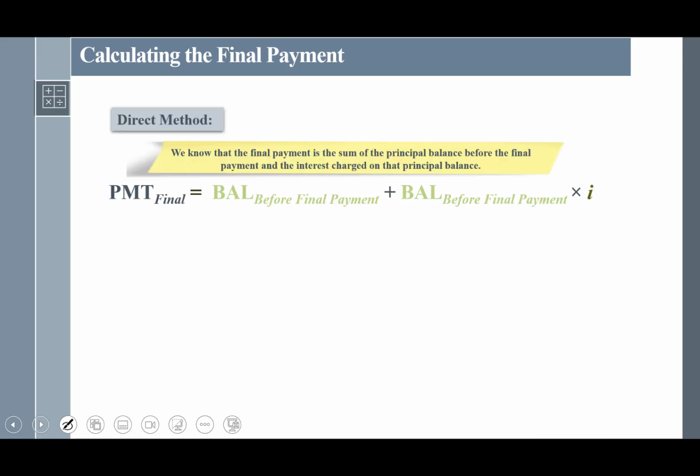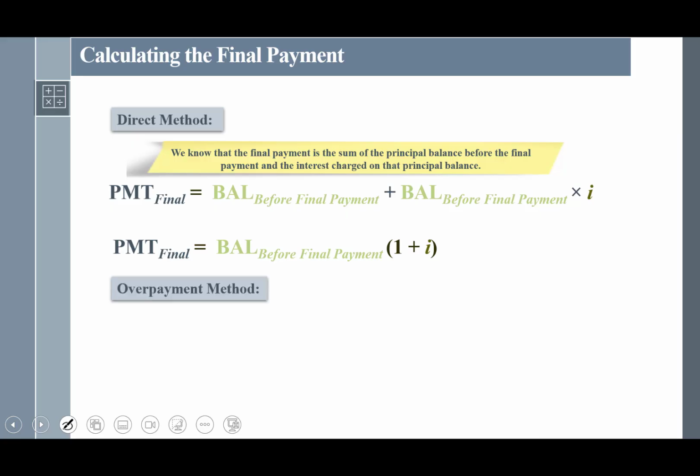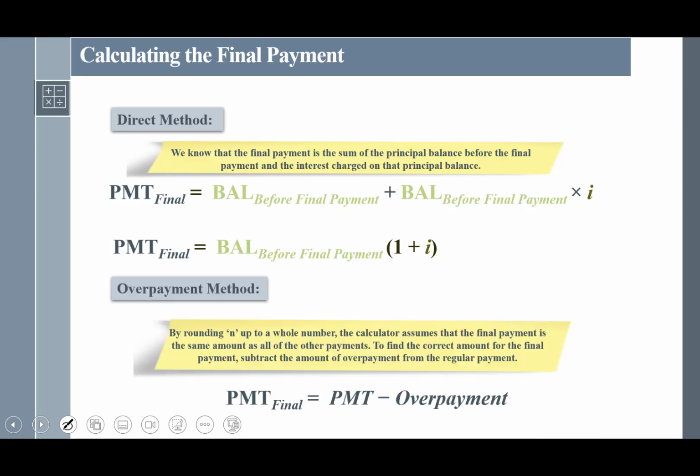So now we're going to look at how we calculate the final payment. Remember, there are different ways to find the final payment, and it should be of a lesser amount. There is the direct method, where you adjust the balance before the final payment and add to it the interest of the balance before the final payment. This will give you the final PMT. Or there's the overpayment method, which means you take the final PMT as the PMT minus the overpayment. The overpayment is how much you overpaid on the last payment.